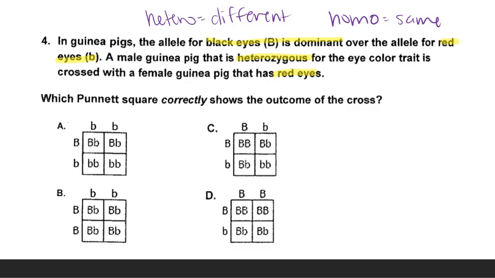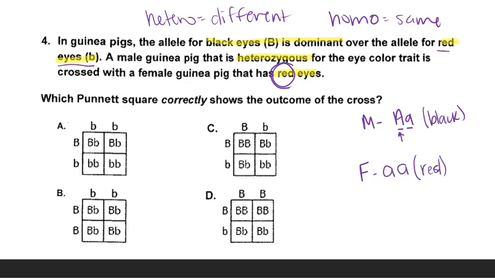So if he is heterozygous, that means that the male has two different alleles, one dominant, one recessive, and that makes his eyes black because he's still expressing that dominant phenotype right here. Now the female, it says that she has red eyes, and we know that red eyes are a recessive trait. So if she's expressing the red eye trait, then that means that she can't have any dominant alleles to mess that up. So she has to have two recessive alleles in order to be able to express those red eyes.